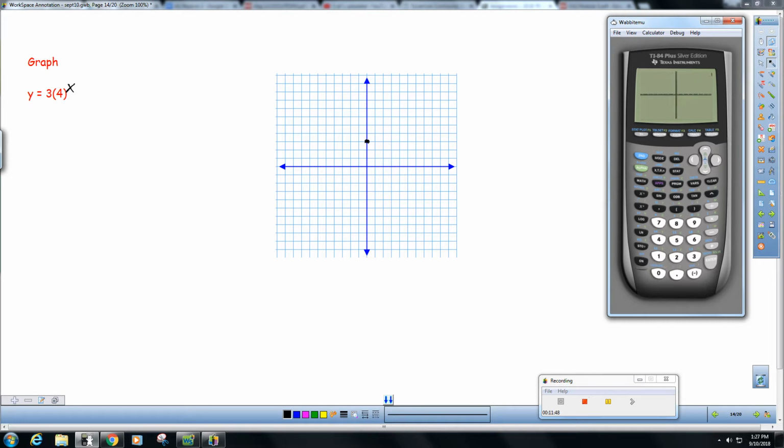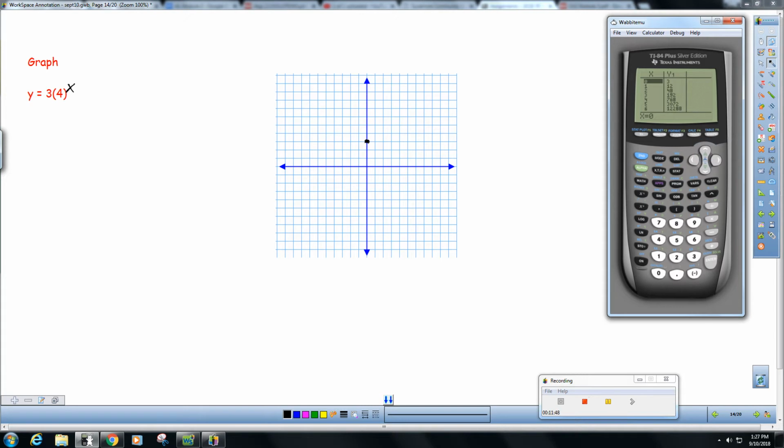Graph it. That doesn't help us. Let me go to a standard window. Zoom, 6. There we go. That still doesn't really help us. So look, instead of using your graph, use your table. Now those numbers are huge, huge. So just get 3 numbers that are going to be on here, and let's pick.